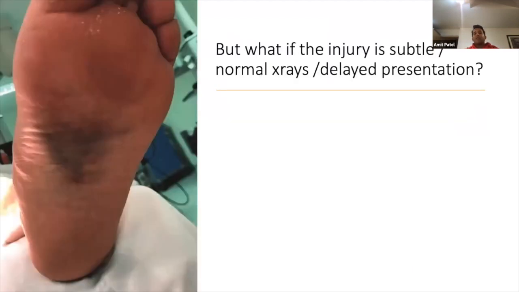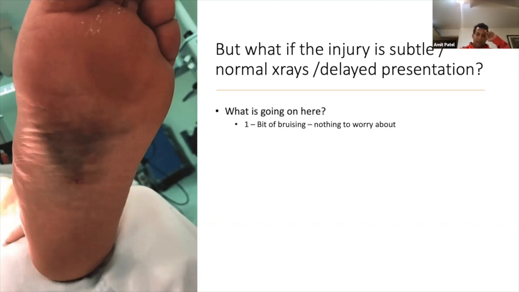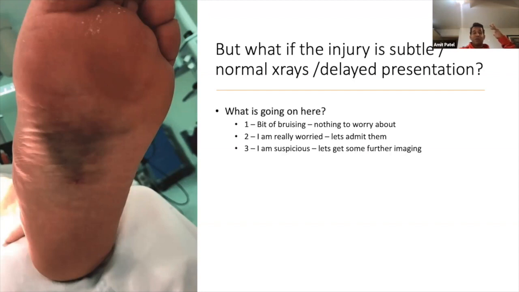So what if the injury is subtle, or you have normal x-rays but they've got pain, or there's a delayed presentation? What is going on here? Is this just a bit of bruising and there's nothing to worry about? This person is complaining of midfoot pain. Are you really worried and they need admission? Or you're suspicious of something, let's get some further imaging. What do you guys think?